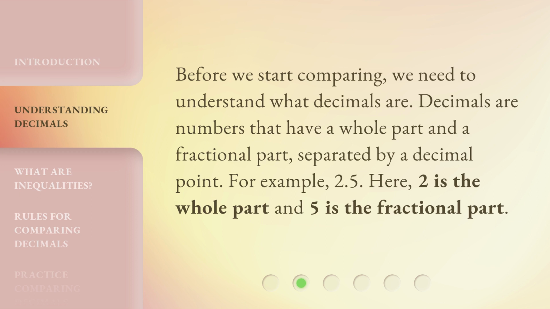Before we start comparing, we need to understand what decimals are. Decimals are numbers that have a whole part and a fractional part, separated by a decimal point. For example, 2.5. Here, 2 is the whole part and 5 is the fractional part.